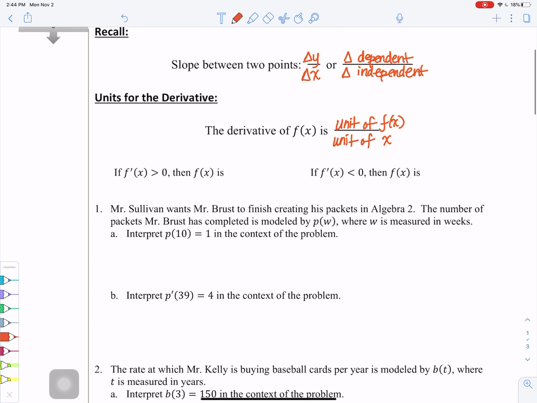One other concept I really need to make sure you understand is that if the derivative is positive, then f of x is increasing. And that kind of makes sense because let's just say the slope of that tangent line, that's the derivative, is positive. That's where the curve is increasing, okay?